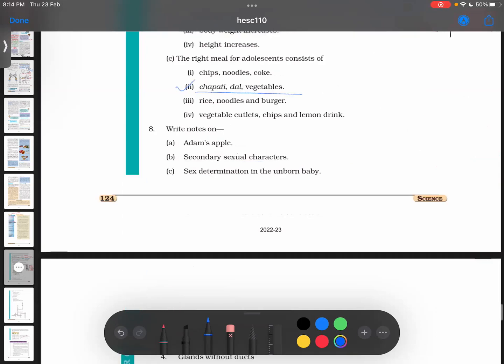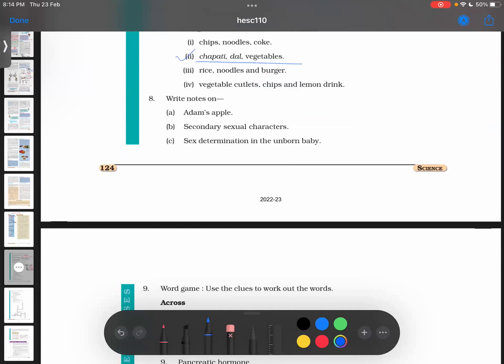Okay, now the question number 8. In this, you have to write notes on Adam's apple. Adam's apple is nothing but when the voice box, that is larynx, becomes large. So in the case of male, in boys, it is visible. So it is called Adam's apple. Right.